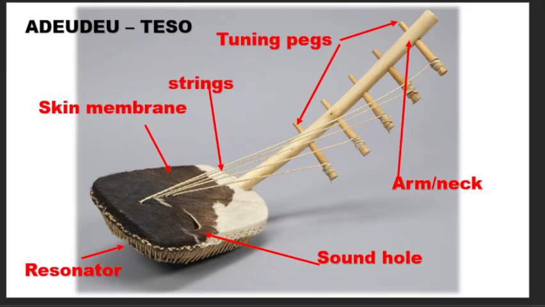Let me go now to adeudeu. Adeudeu is a harp, an instrument from the Teso people. We shall also look at the various parts of this harp. Here we have the tuning peg, then we have strings, we have the skin membrane, we have the resonator, the sound hole, then you have arms or neck. So these are the parts of the harp called adeudeu.